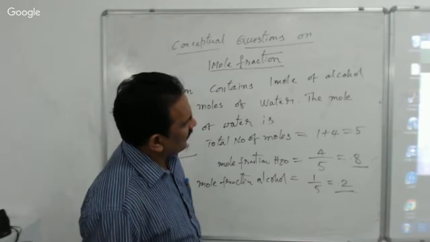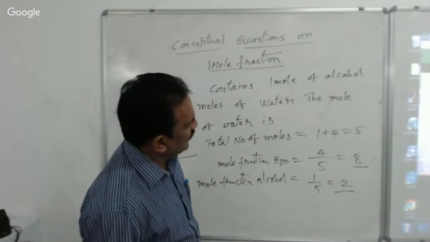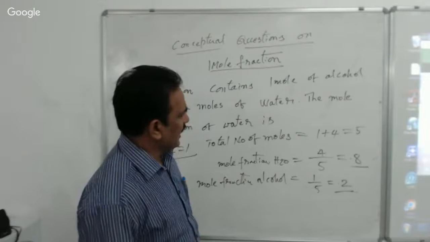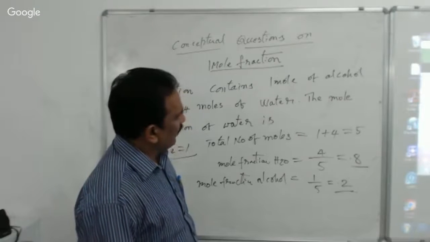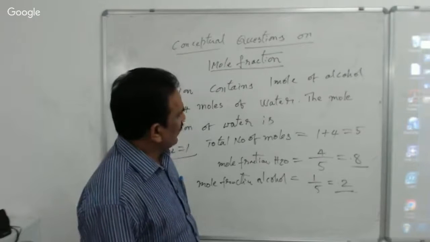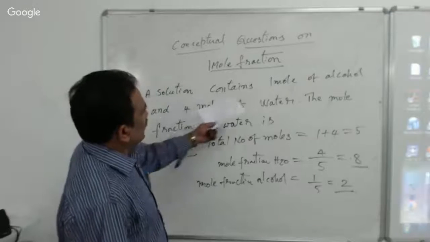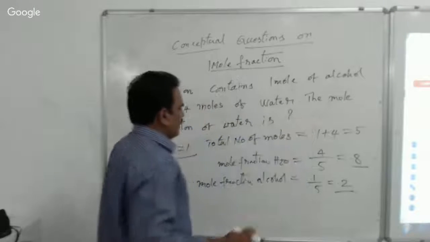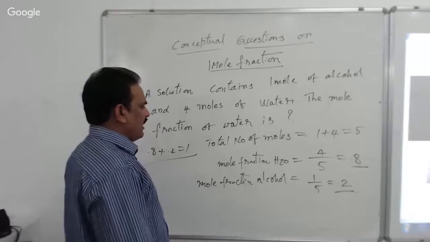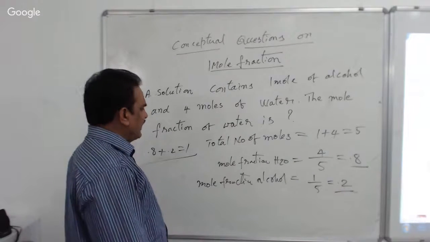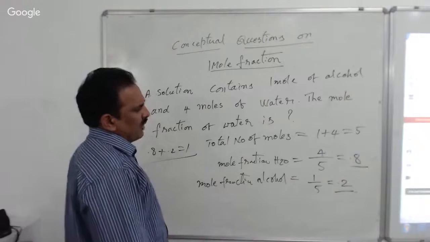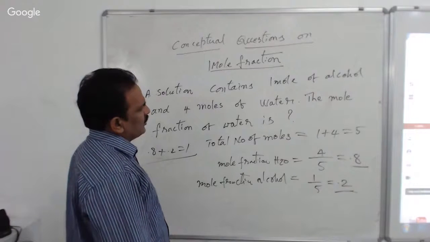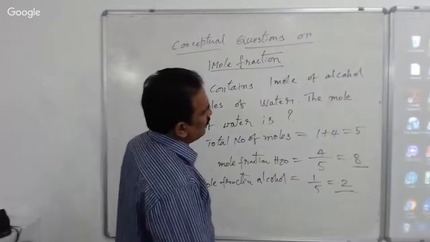The sum of the mole fractions of all the components present in a solution must be equal to 1. You can check this when finding the mole fractions of both components in the solution, the solute and solvent. In this question, the solution contains 1 mole of alcohol and 4 moles of water. The total number of moles is 1 plus 4, which is 5. The mole fraction of water is 4 by 5, which is 0.8. The mole fraction of alcohol is 1 by 5, which is 0.2. So the sum of the mole fractions of the two components is 0.8 plus 0.2, which is equal to 1.